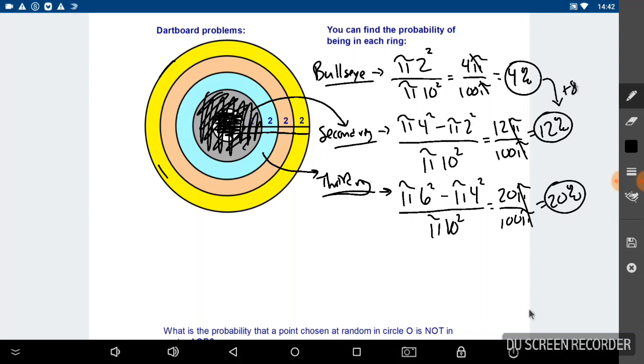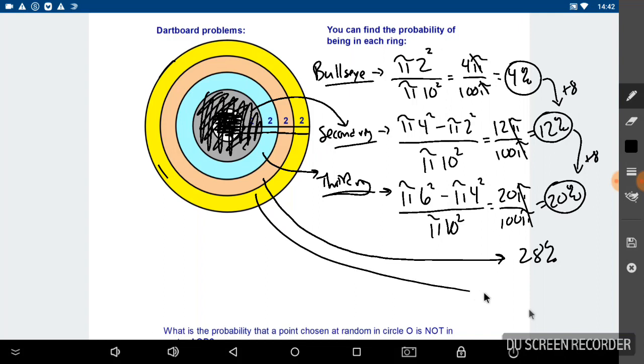You're going up 8, up 8. So you can get the rest of the rings just by doing that same thing. This ring would then be 28% chance. And the outer ring, of course, would occupy the most area, would be a 36% chance. So there's a bullseye problem. Shaded over total, whatever ring that you're looking for. Sometimes you got to do a little bit of work and subtract. The bullseye, you don't have to subtract anything. It's just the inner circle. And the total is always the entire dartboard.